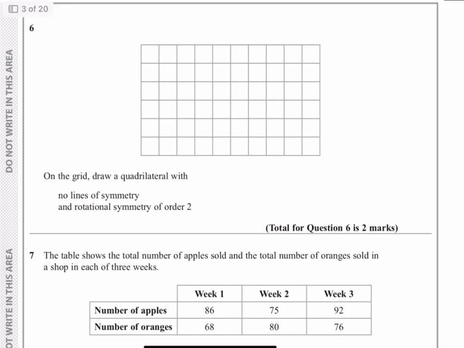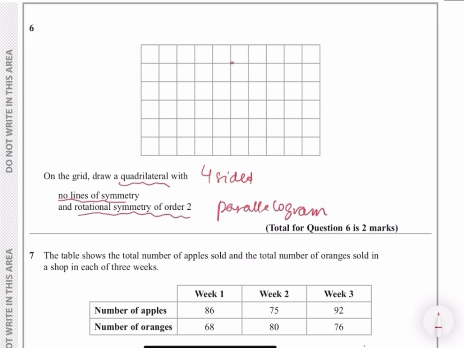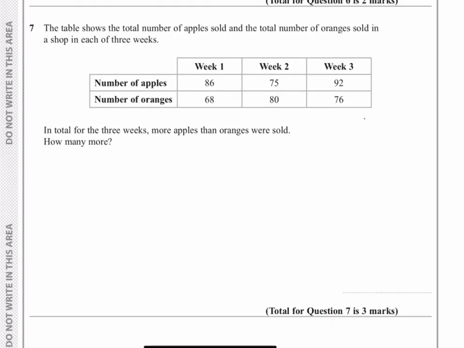Let's look at question 6. You need to draw a quadrilateral with no lines of symmetry, so don't forget a quadrilateral is a four-sided shape. No lines of symmetry, no rotational symmetry. Rotational symmetry order of 2 has to be a parallelogram. Draw the corners first, join them with straight lines. This is what you need to have there.